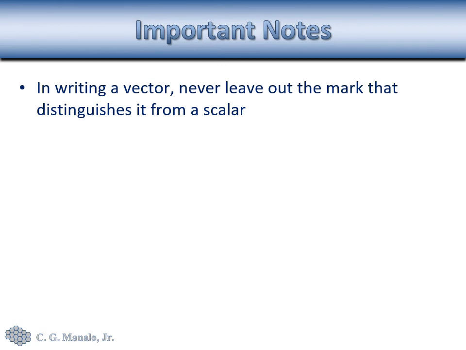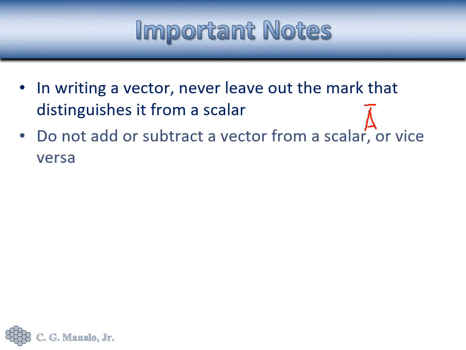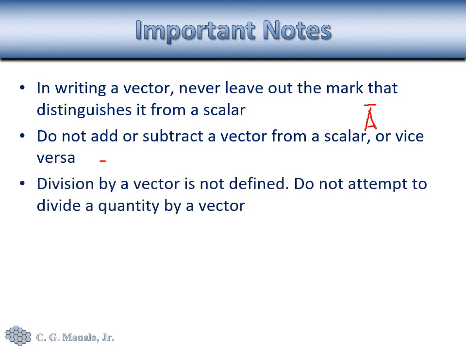So, important notes about vectors. When writing a vector, always represent it by a variable that has a bar or an arrow on top of it, or else it might be mistaken for a scalar quantity. Do not add or subtract vectors from a scalar. There is no such thing as division of two vectors, so do not attempt to do division.